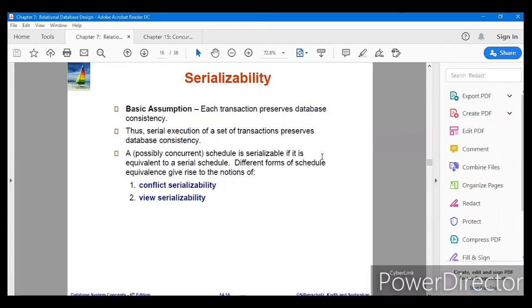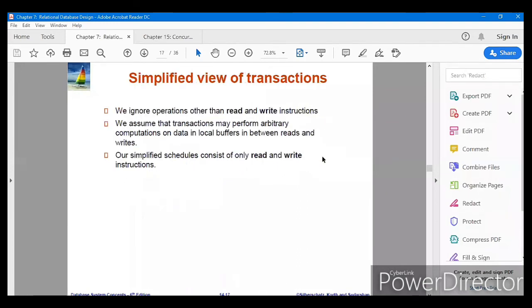What is serializability? A possible concurrent schedule is serializable if it is equivalent to a serial schedule. It may not be a serial schedule, but it is equivalent. So different forms of schedule equivalence give rise to the notion of conflict serializability and view serializability. Right now, to simplify, we ignore the read and write operations.